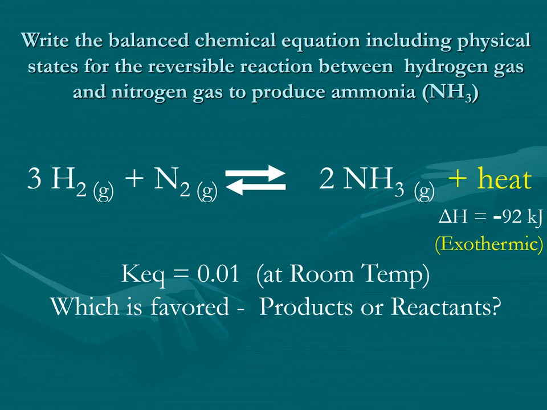If I would calculate the equilibrium constant given the concentrations, I don't have the numbers here, but at room temperature, the equilibrium constant is approximately 0.01. So what does that mean? Which is favored, the reactants or products? Well, the equilibrium constant is less than 1, which means it will favor the reactants.